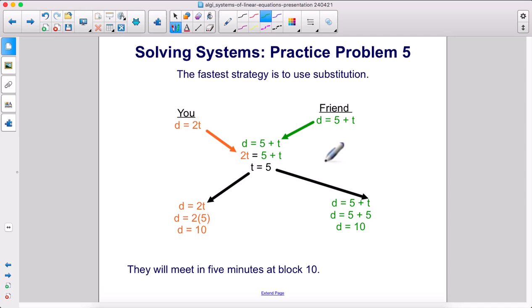However, a much faster strategy would have been to just use substitution. We start with one equation, put it here. We have this d here, but we also have d equals 2t. So just take that 2t and plug it into the first equation for d. Then solve for t, and we get 5. Then if we take that 5 and plug it back into the original equations, we do get distances of 10.